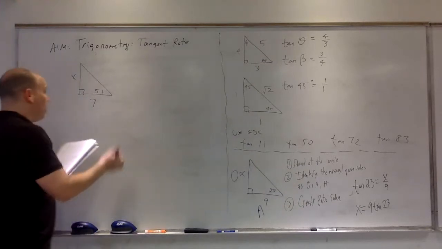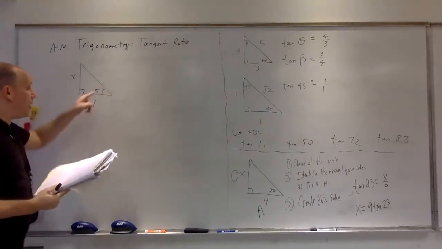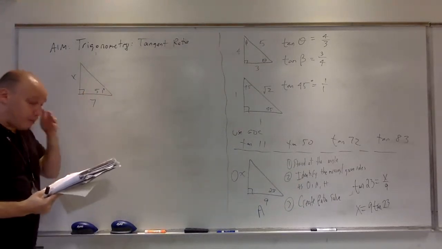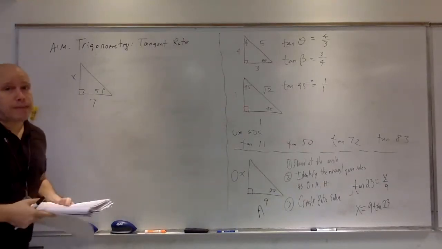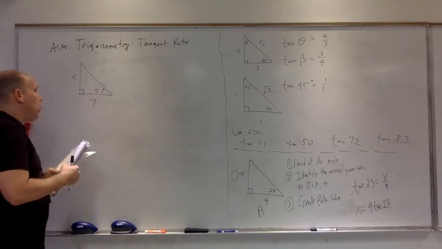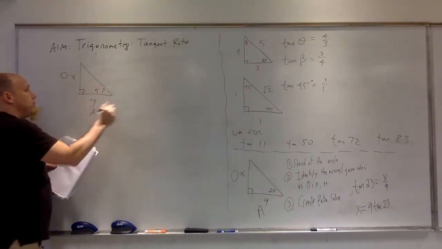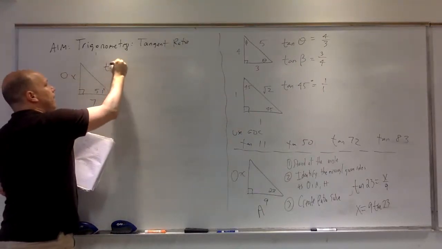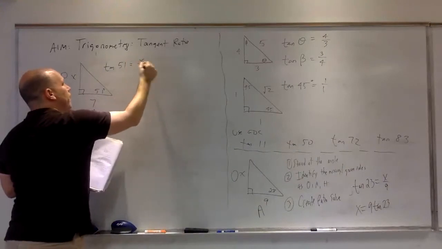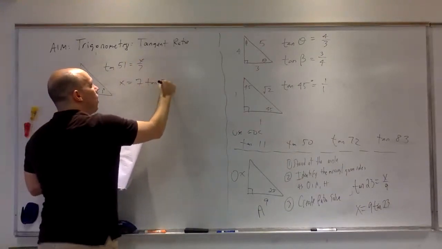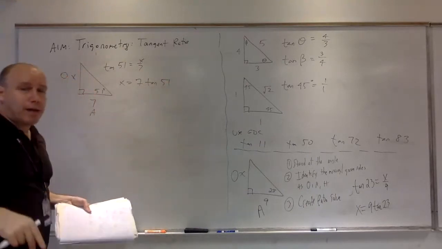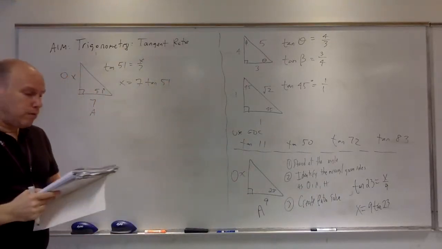What do you think? Well, step 1, stand at the given angle. Step 2, identify the missing and given sides. Well, this is opposite, adjacent. The tangent of 51 is x over 7. x equals 7 tangent 51. Put this in the graphing calculator, see what answer you get.